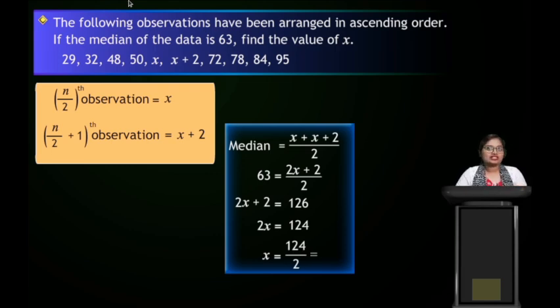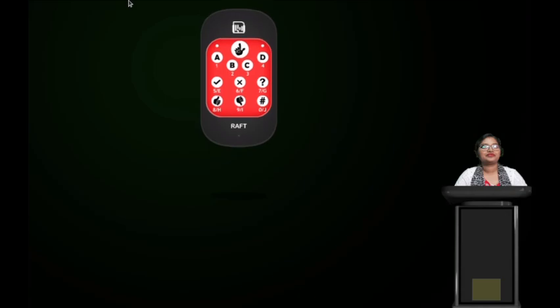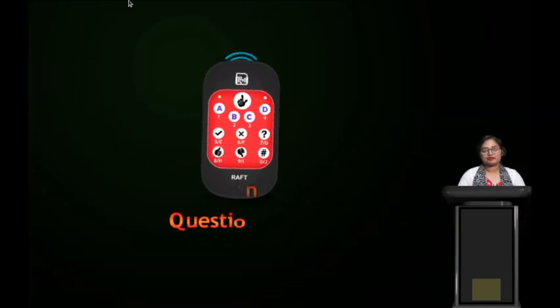So what is the answer for this? Yes, you people are correct. It is 62. Here the median value is given, that is 63, and we found the value of x, that is 62. So here 62 is the value of x.